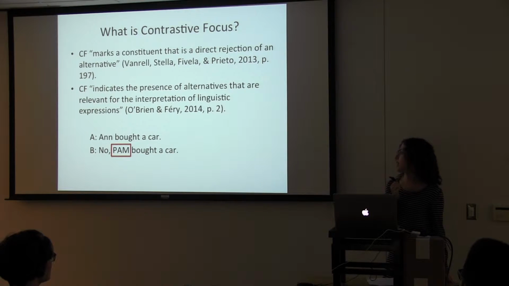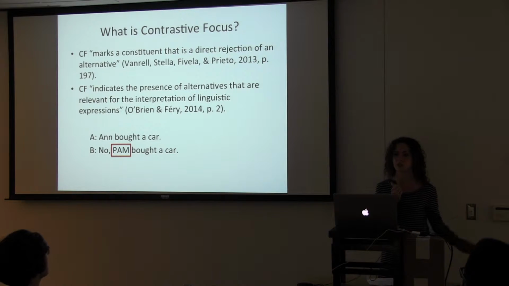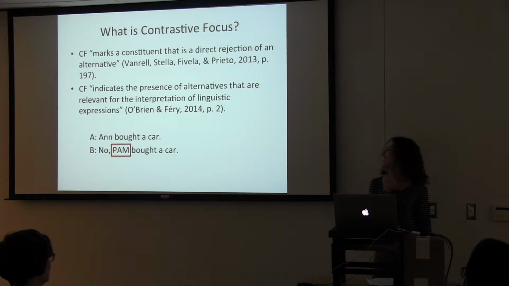In sentence A, in contrast to contrastive focus, it's actually showing broad focus. It's just presenting new information. It's just Anne bought a car. Nothing is really in focus. Whereas sentence B is clearly portraying contrastive focus because it's rejecting the alternative of Anne, so it's saying no, Pam bought a car. So if someone asked what happened, and you would say Anne bought a car, but the person who actually bought the car was Pam, you would say no, Pam bought a car. So Pam is clearly in contrastive focus.